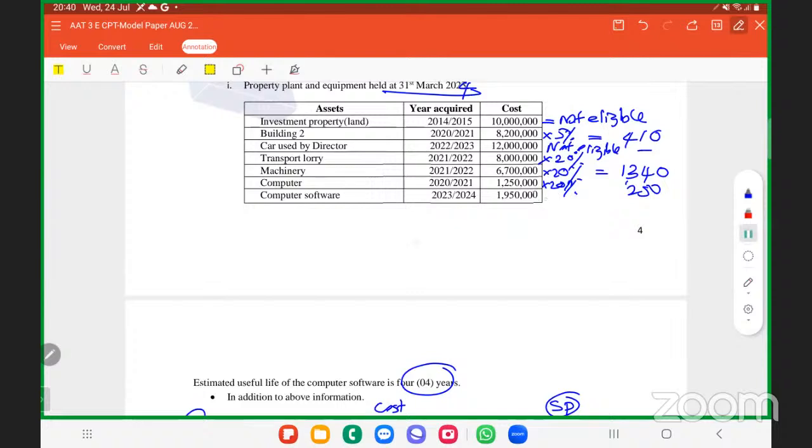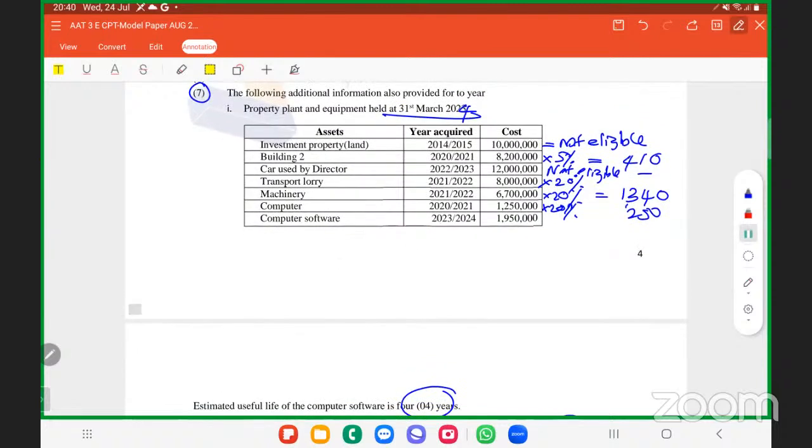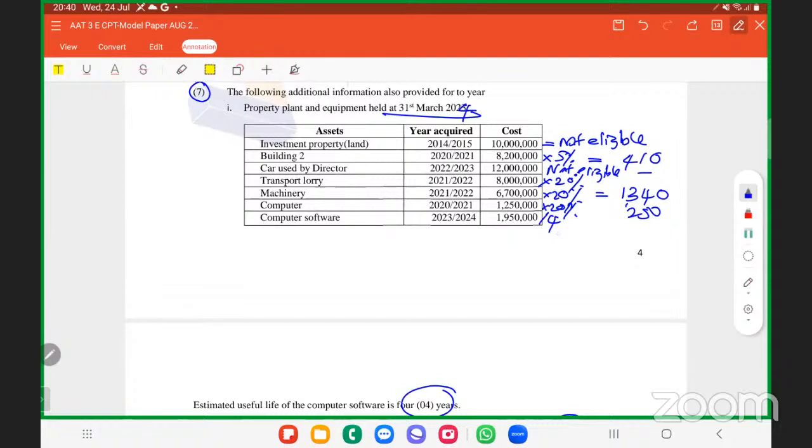Otherwise, if the useful lifetime for the computer software, like the intangible asset, is not given, then at that time you have to assume 20 years and 5%. But in this case, we cannot use that 20 years or 5%, because they have directly given the useful life. Either you can divide by 4 multiplied by 25%, right? You know how to convert the number of useful lifetime into the rate. So I'm not going to worry about that, right? That is from A level.